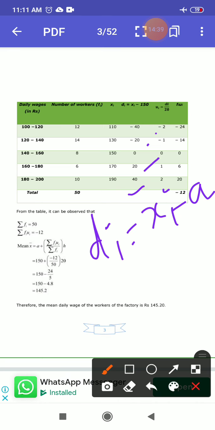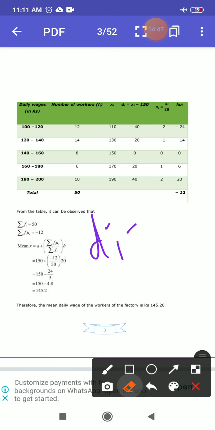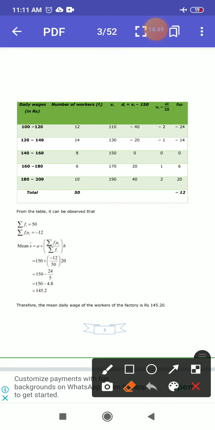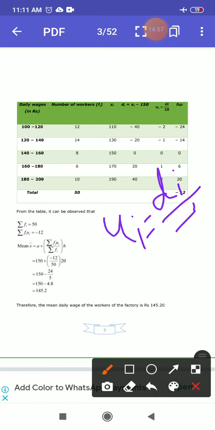And then you have to calculate the u_i. How to calculate the u_i? Then after if you have to find the u_i, then you have to use this formula. What's the formula there? Formula is u_i is equal to d_i upon h. And how to calculate the h?